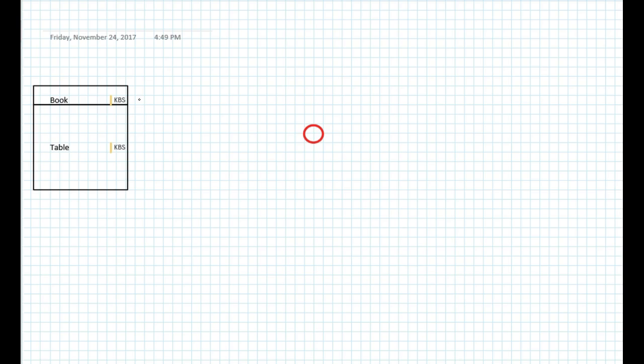Before we went on break for Thanksgiving the other day, we watched 3 videos on free body diagrams. So today I've made a video to show you how to determine the net force acting on an object using free body diagrams.